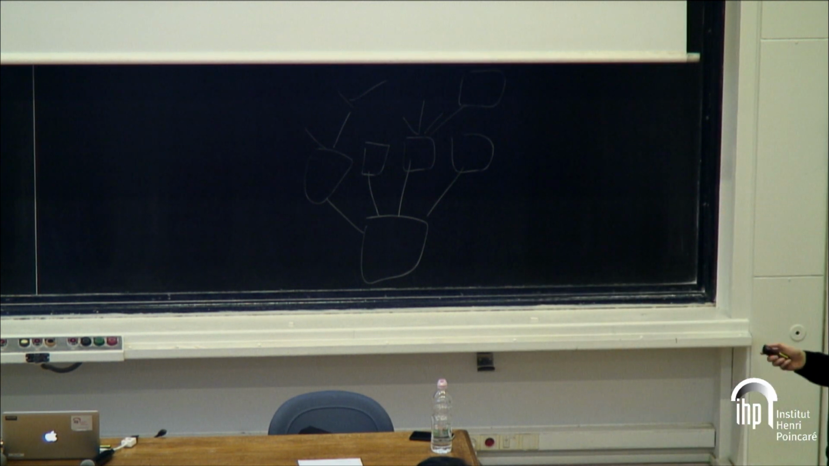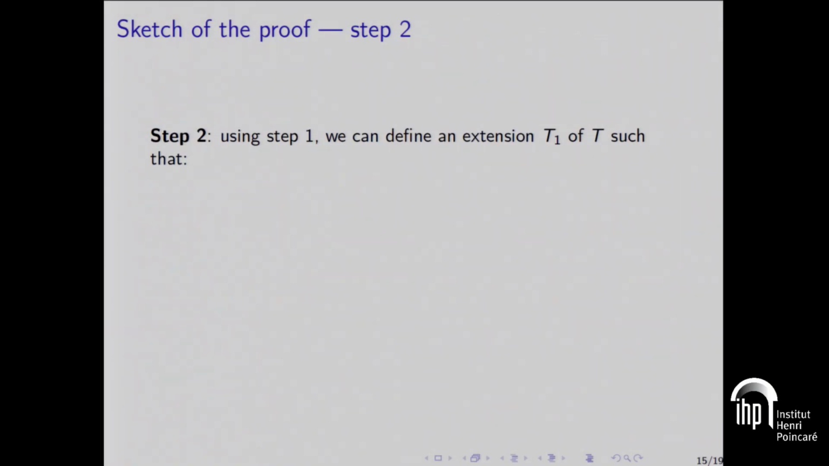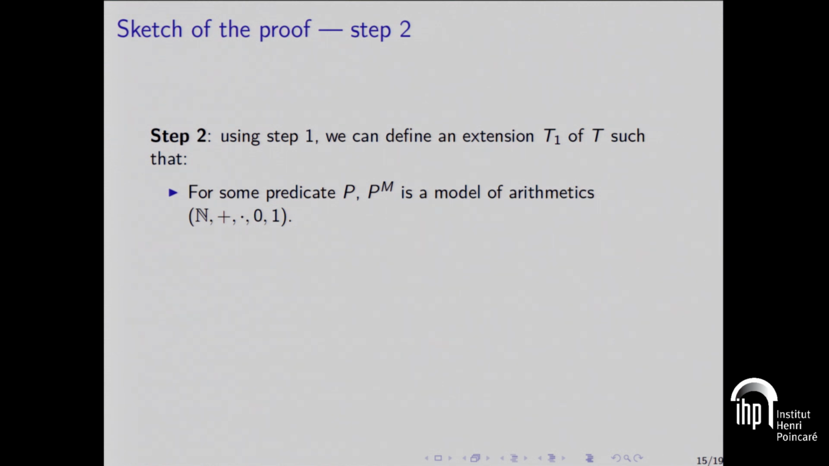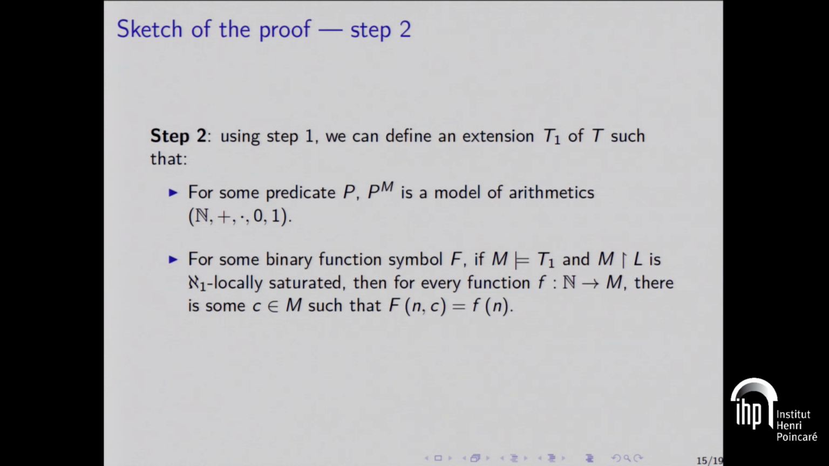Using step 1, we can define an expansion of T such that, first of all, it has a predicate that has arithmetics in it. Secondly, there is some binary function symbol such that if M is a model of T1 which is locally saturated, then for every function from the natural numbers to M, there is some C which codes that function.